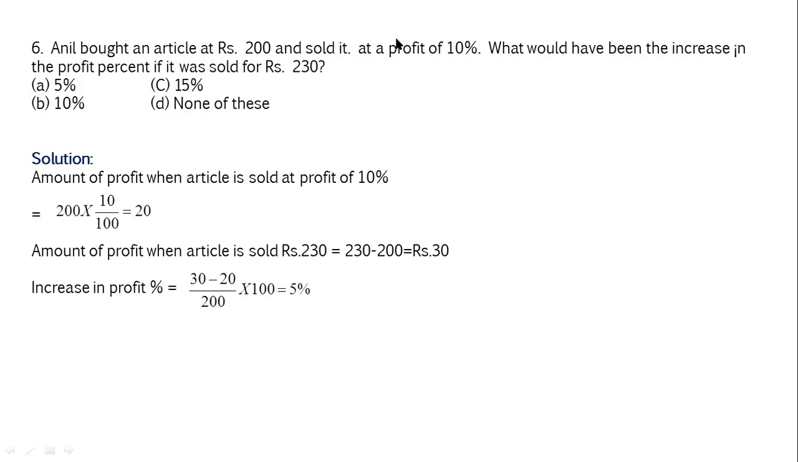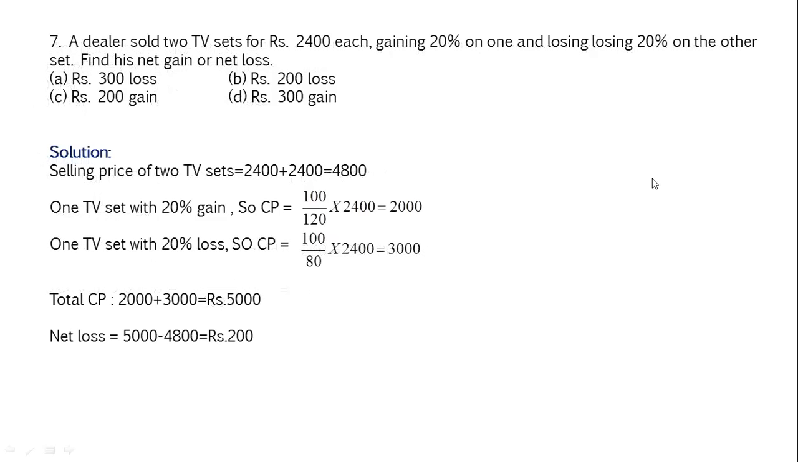Okay, next. A dealer sold two TV sets for rupees 2400 each, gaining 20% on one and losing 20% on the other. Find the net gain or net loss.